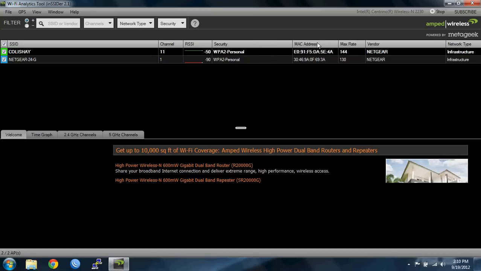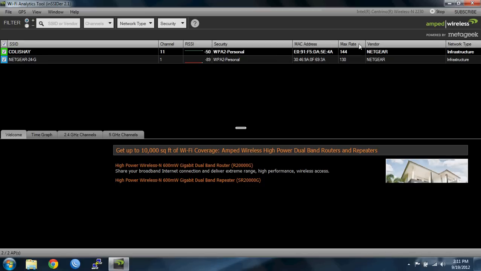So now we get to our next tab, which is the MAC address. The MAC address is, think of it as a serial number for the Wi-Fi adapter on that particular device. Each Wi-Fi adapter in each laptop, desktop, tablet, or iPhone will have its own unique MAC address. So what we see here is the MAC address for the College network, and then of course the MAC address for the Netgear 24G network.